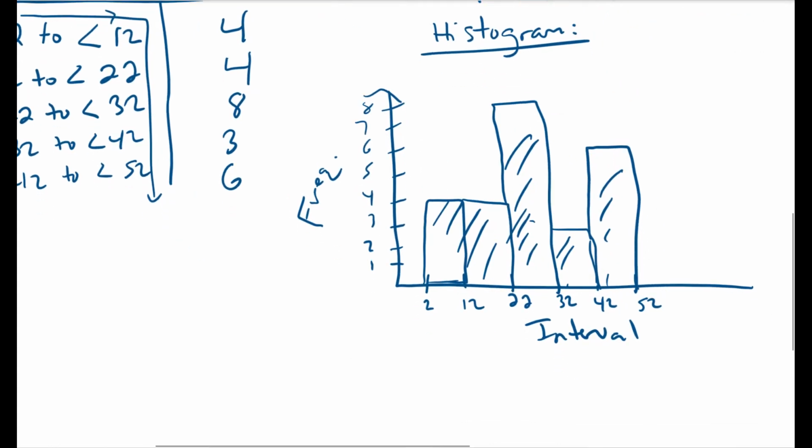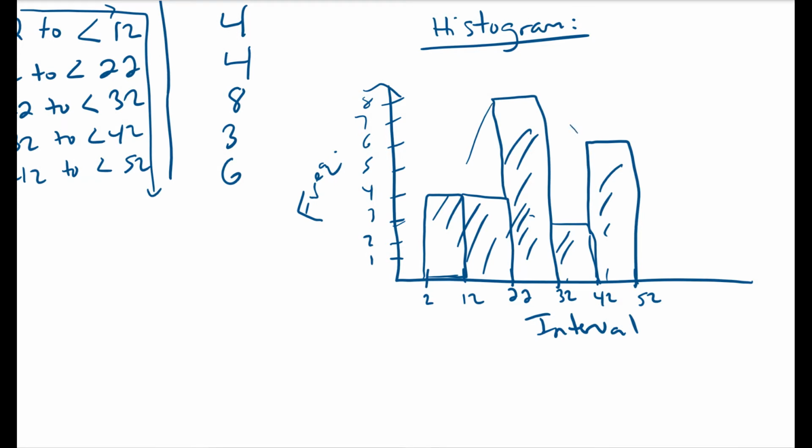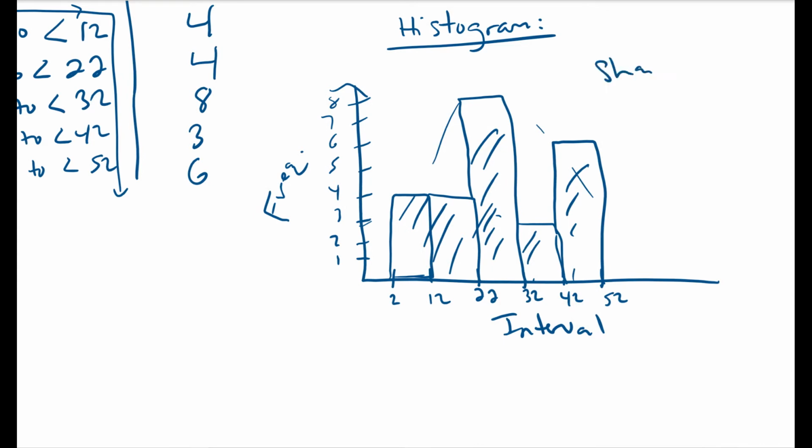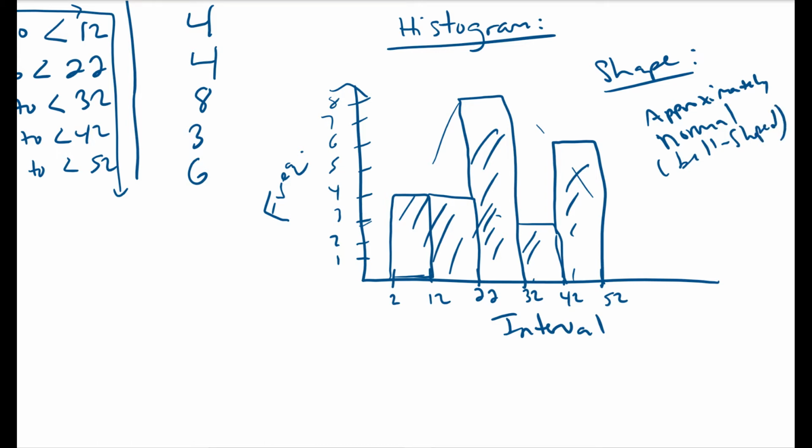So we'll say this is roughly symmetric. It's a little bit off, but it's roughly symmetric just by looking at this. So the shape is, well, I say roughly, but you should say approximately. We won't say symmetric, we'll say it's about bell-shaped. So approximately normal or bell-shaped.